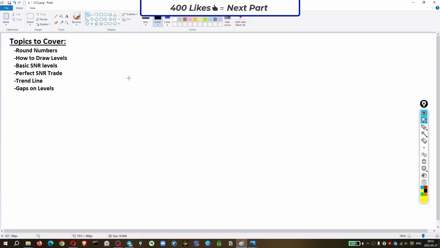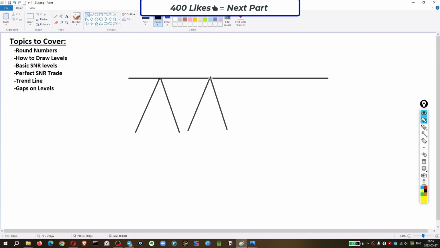Let's say this is your level, and price has come here. Sellers have entered one time. This is basically just the seller's entry for now, okay? The next time, again, they come here, and again sellers entered. So it became a SNR level. This is the most basic SNR level you can draw, okay? And the third time is coming here.